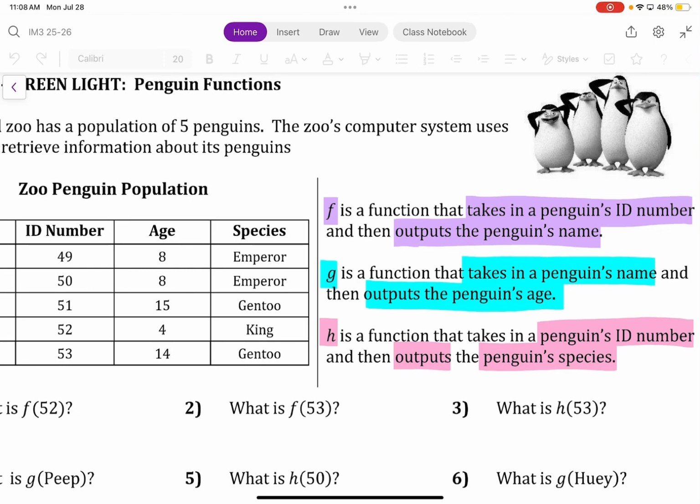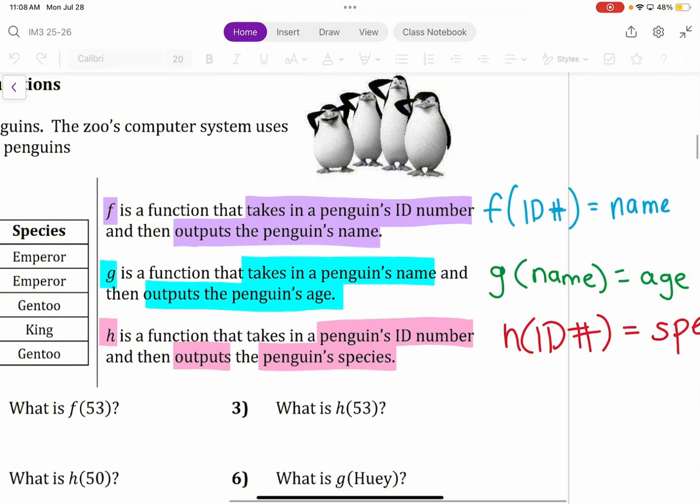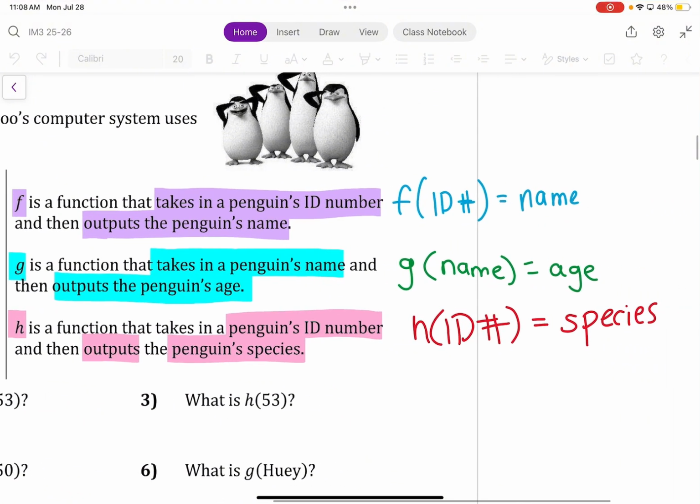Function g is different. Function g takes in the penguin's name and outputs the age. And finally, function h takes in the ID number and outputs the species. So if we're looking at it in terms of function notation, this is what it would look like. You can write this down.